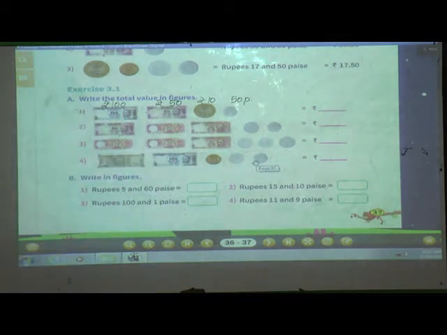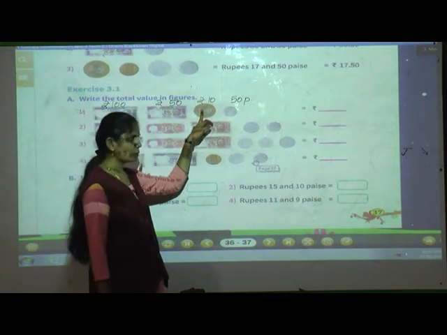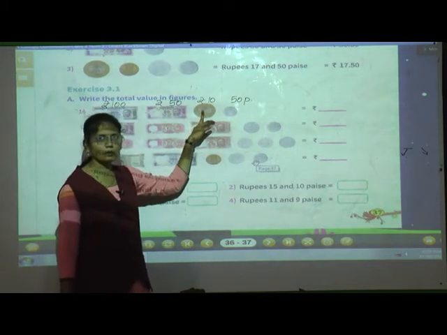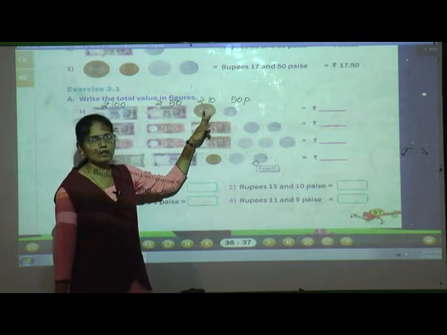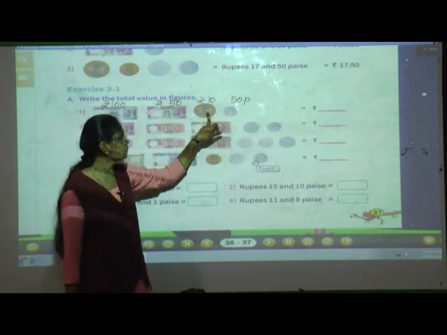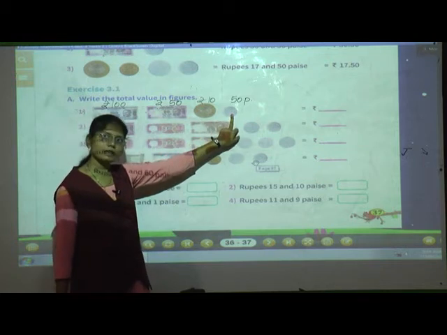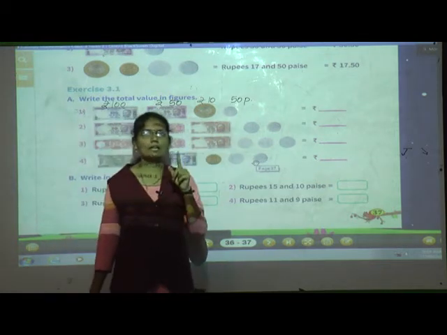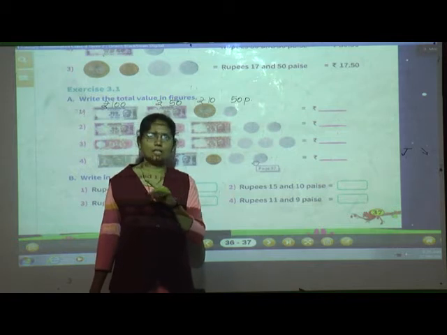See, how will you do? 100 rupees note is there and 50 rupees note is there. So first of all you have to add these two numbers, 100 plus 50, 150. Then in 150 you have to add 10 rupees again. So 150 rupees plus 10 rupees is equal to what? Rupees 160 and 50 paise.